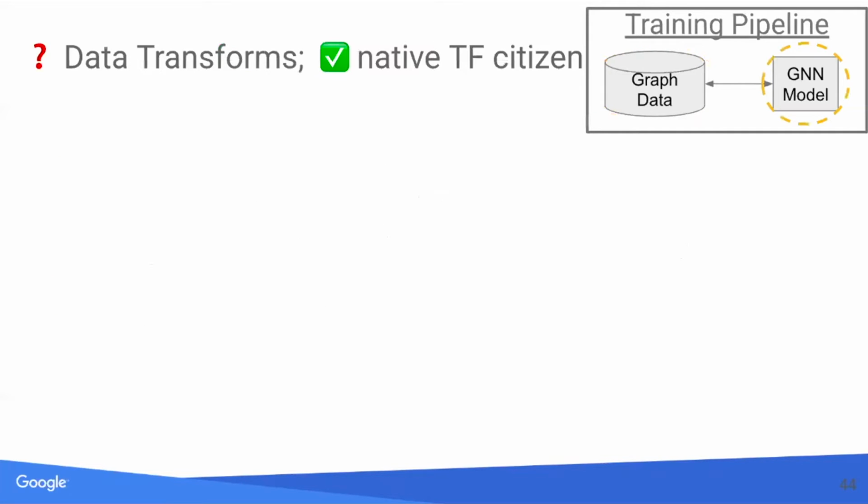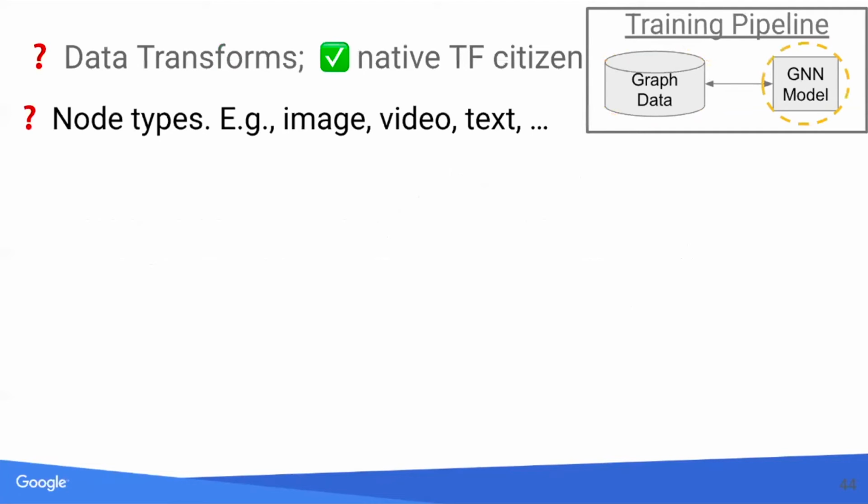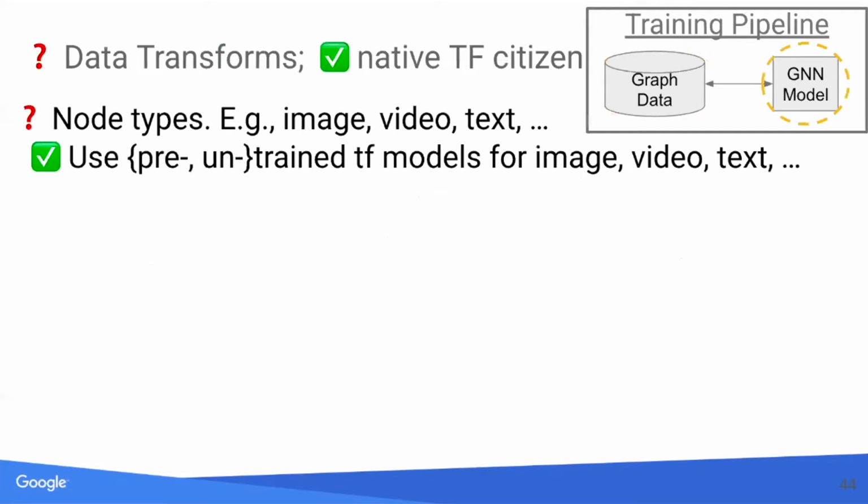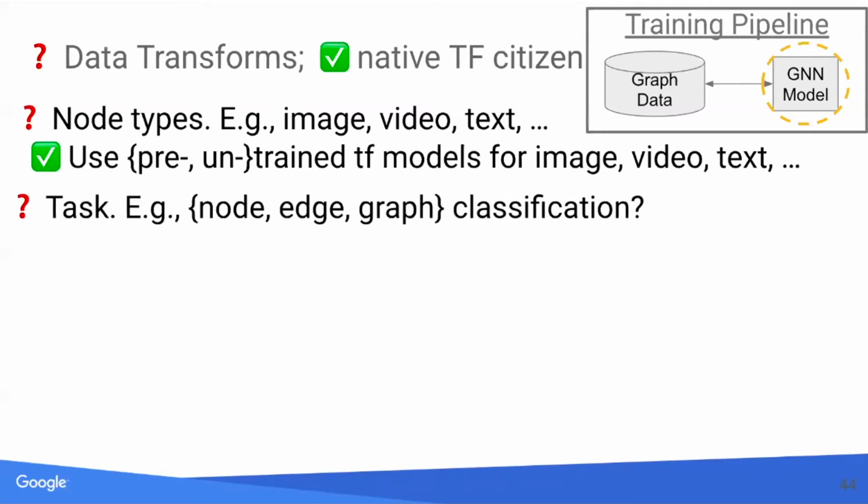Another consideration is the GNN model. Which GNN model you should use depends on your data. Maybe the nodes are images, or maybe the nodes are video, or maybe the nodes are text. Because TensorFlow GNN is a native TensorFlow citizen, you can use any TensorFlow model. So you can use any pre-trained or untrained model for images, for video, for text to process the node features.